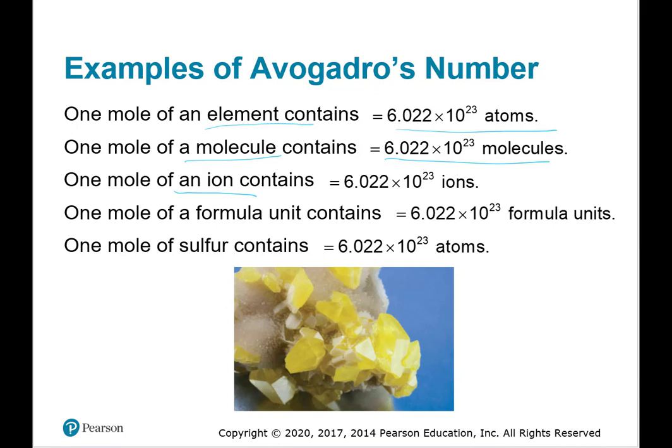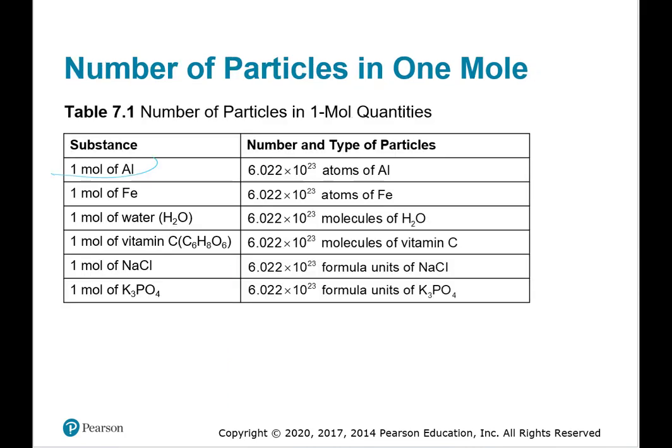You can see the same for 1 mole of an ion, which contains Avogadro's number of ions, all the way on down. Here are some more examples. 1 mole of aluminum has 6.022 times 10 to the 23rd atoms of aluminum. And you can see it's not just atoms, it's molecules, it's formula units, but 1 mole of anything has 6.022 times 10 to the 23rd atoms, molecules, ions, particles, or formula units.